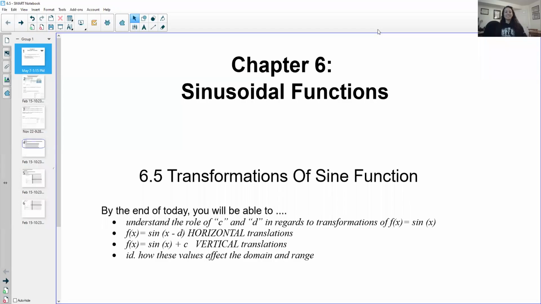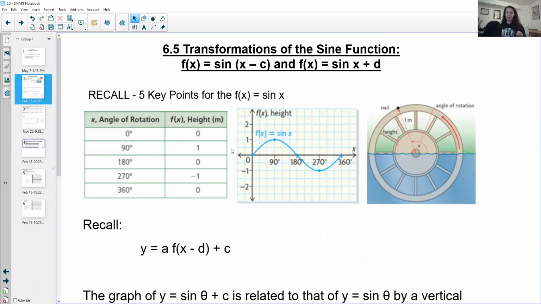Hey guys, welcome to section 6.5. We're finally starting to transform our sine functions. So far you should be comfortable with a periodic function and all the definitions that go along with it. And we're going to have to remember your basic 5 points in order to transform our functions.